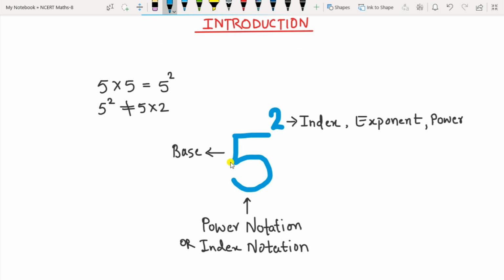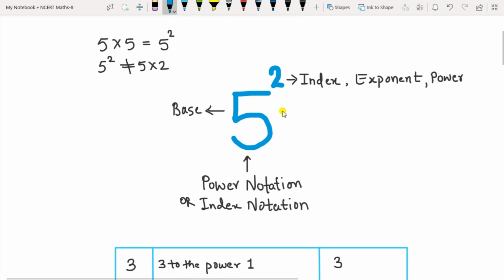Here the number 5 is called the base. The number 2 here, the superscript, is called the exponent, or the index, or it is also called the power. The exponent corresponds to the number of times the base is used as a factor, or you can say the power in the exponent represents the number of times that we want to carry out the multiplication operation. So it can also be read as 5 to the power 2. This power notation or index notation can also be read as 5 to the power 2.